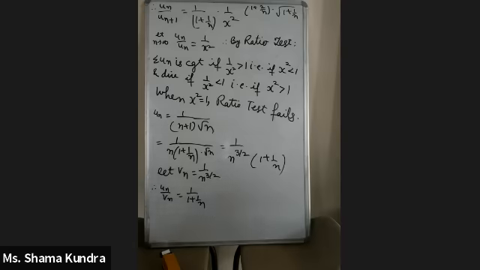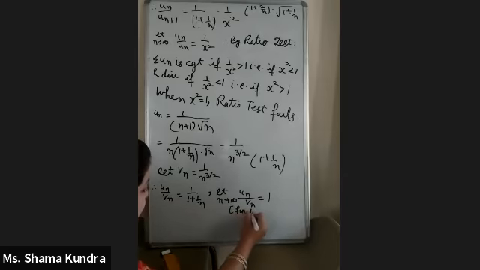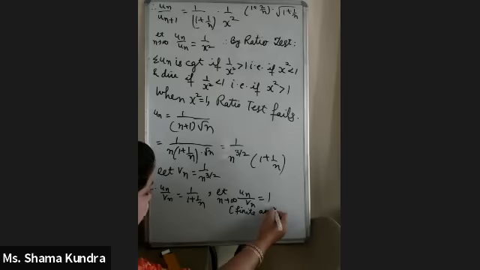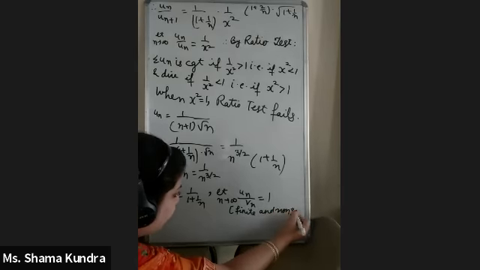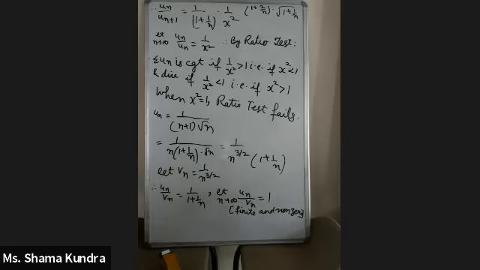Next step is to take limit n tends to infinity. Limit n tends to infinity un upon vn will come out to be 1, which is finite and non-zero. Therefore, by comparison test, series un and vn behave alike.